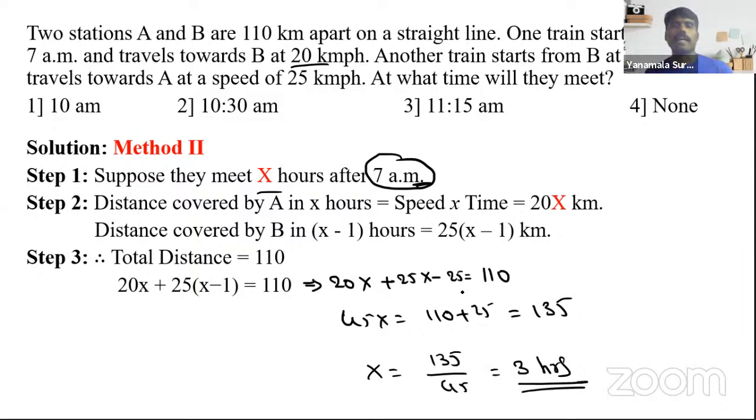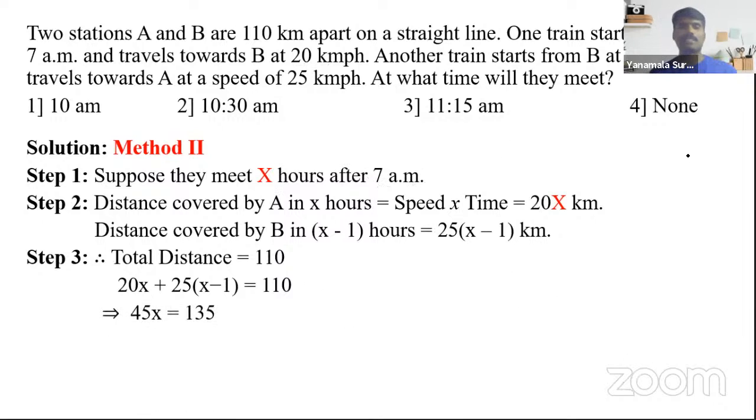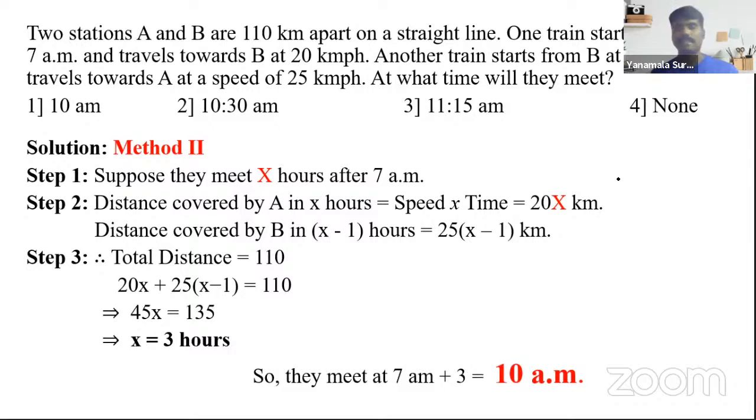From what time? 7 a.m., isn't it? That means 7 a.m. plus 3 hours equal to 10 a.m. Is it the easiest way or not? Very simple. Whatever the timing they had given, just follow like this only. This is one of the easiest ways to solve this kind of problems. Then my suggestion is this one.